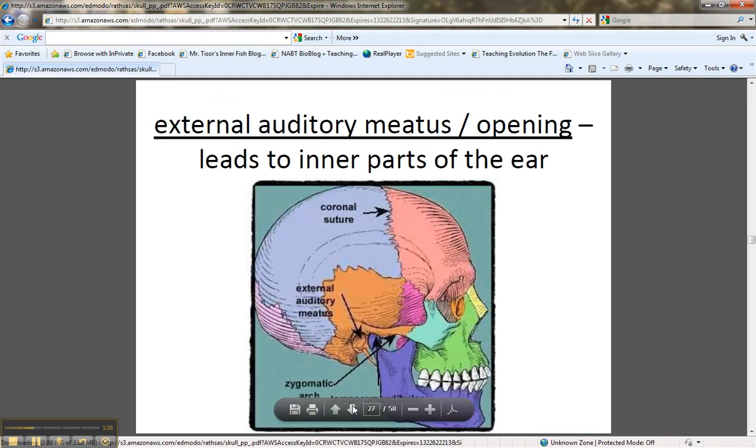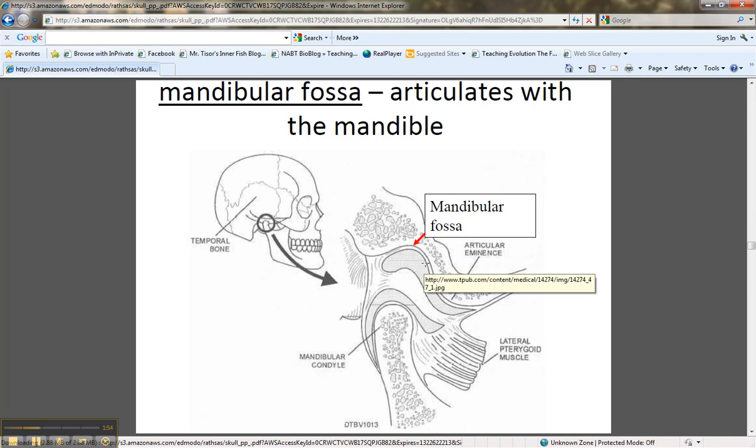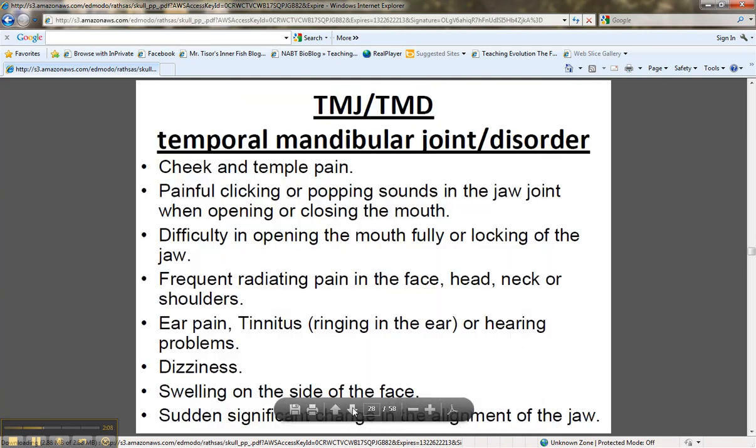Okay, so this is the mandibular fossa, and what it does is it articulates with the mandible. The mandible is the jawbone, and articulates means that it joins or forms a joint with the mandible. So the fossa is this curved part here on the temporal bone. Anything that is called a fossa is considered to be a cup of some sort, or a little indentation. And so this is a fossa here on the temporal bone.